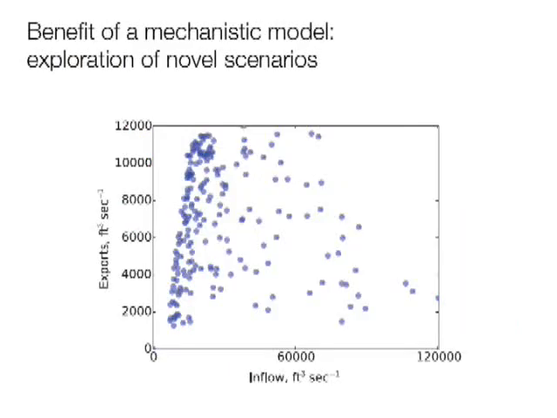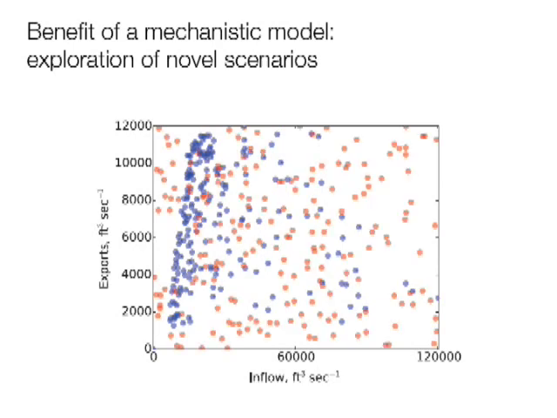Another benefit of this more mechanistic approach is that we can explore novel scenarios. So the blue dots are the historical exports and inflows over the period from 1990 to 2007. But with this model, we haven't done this yet, but one thing that we will be able to do is look at basically any combination of inflow and exports that we want to try.